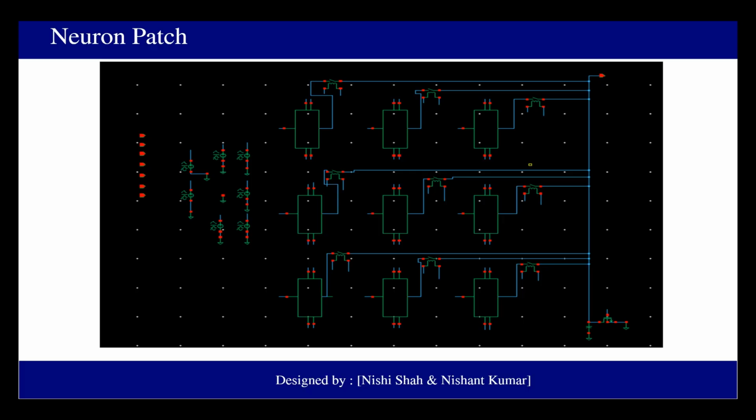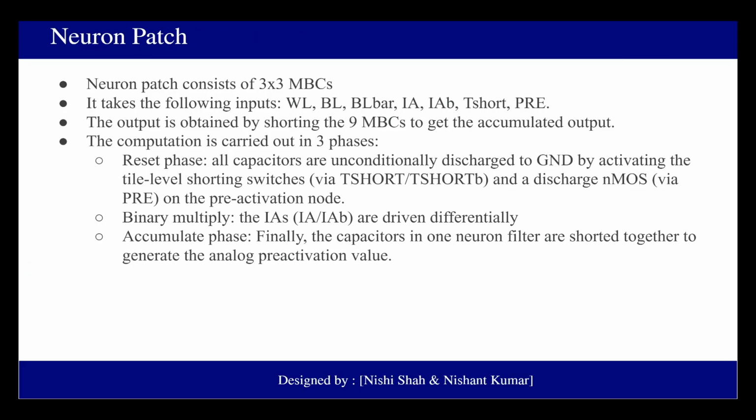And this is the neuron patch we created, a 3x3 neuron patch. We follow this in 3 phases. The inputs WL, BL, and BL bar are used to write the weight into our MBC. All the weights are already written and stored. Next, we have IA, IAB, T short, and pre, which are used for the other 3 phases. The first phase is the reset phase, wherein all the capacitors are discharged to ground by activating T short as well as the pre-activation node.